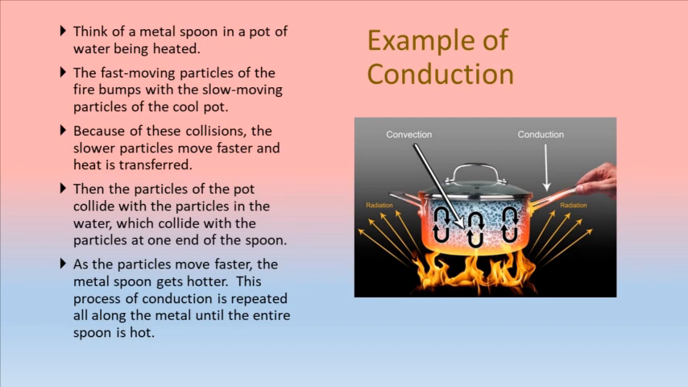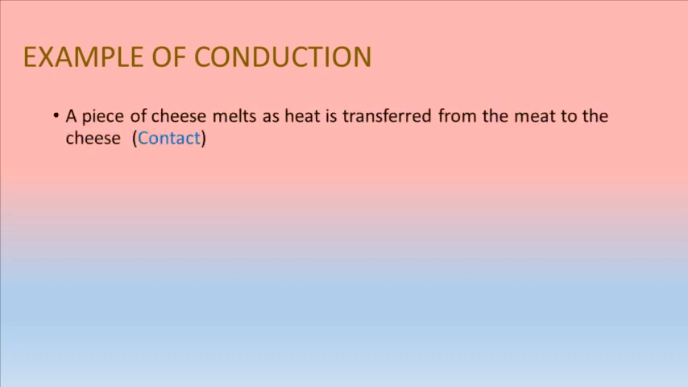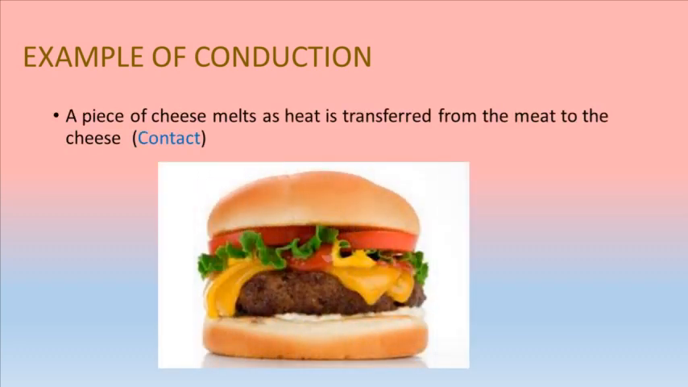You can see from the picture. Then the particles of the pot collide with the particles in the water, which collide with the particles at one end of the spoon. As the particles move faster, the metal spoon gets hotter. This process of conduction is repeated all along the metal until the entire spoon is hot. It's another example of conduction. A piece of cheese melts as heat is transferred from the meat to the cheese. It is by direct contact.